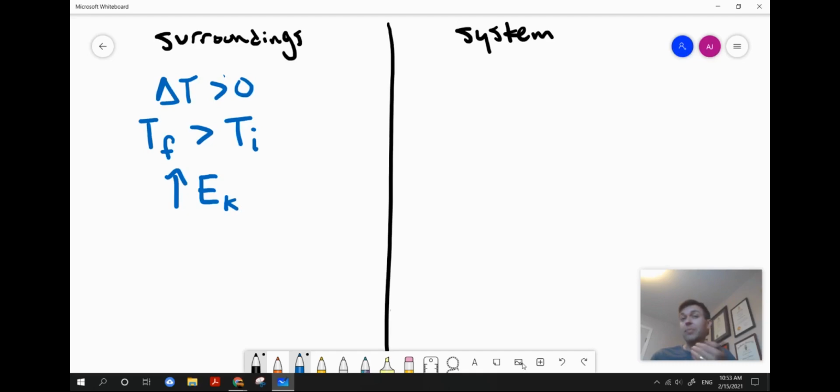Well, energy cannot be created or destroyed. It comes from somewhere. In this case, that energy came from a heat transfer from the system to the surroundings. Remember that heat is just thermal energy in motion, moving from one place to another, in this case, moving from the system to the surroundings.